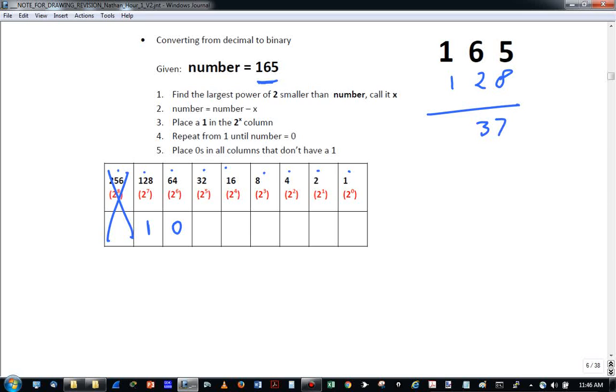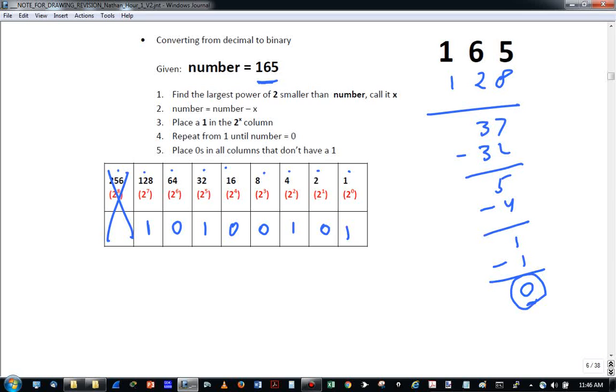There are no 64s in 37, but there is a 32. So I subtract 32 and I get 5. There are no 16s in 5, no 8s in 5. There is a 4. Subtract 4, I get a 1. There is no 2 in 1, but there is a 1 in 1. So I subtract 1 and I should end up with a 0.